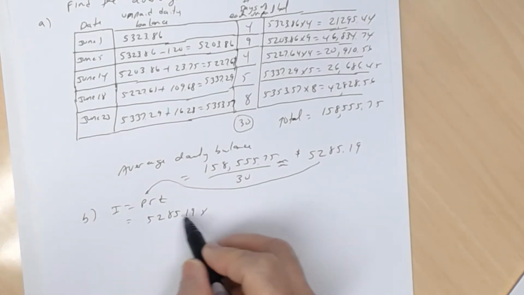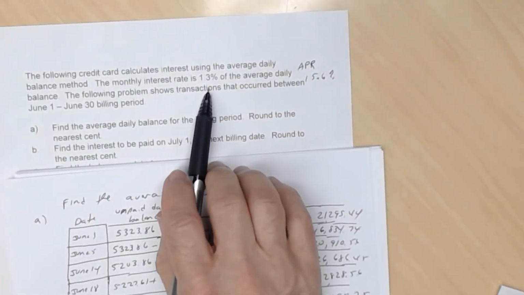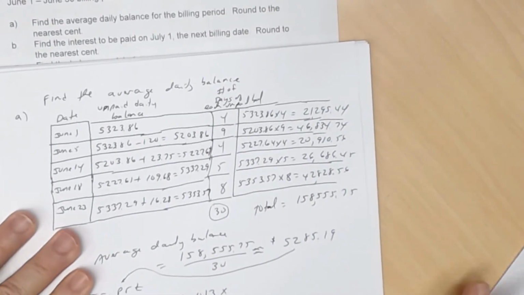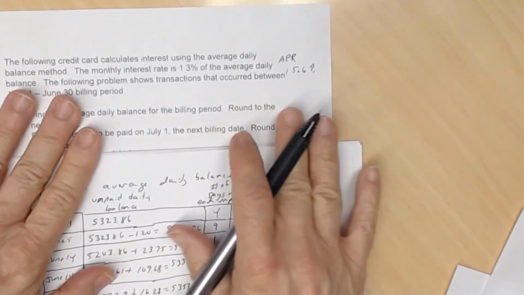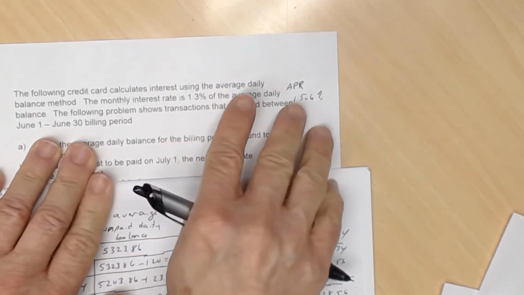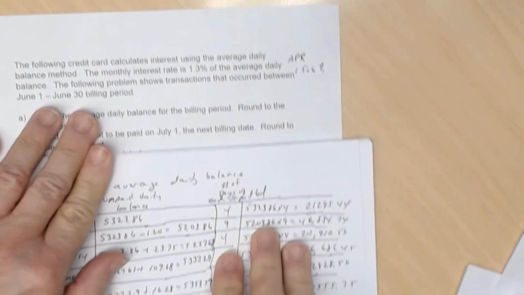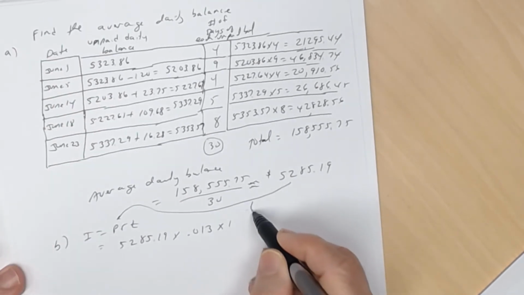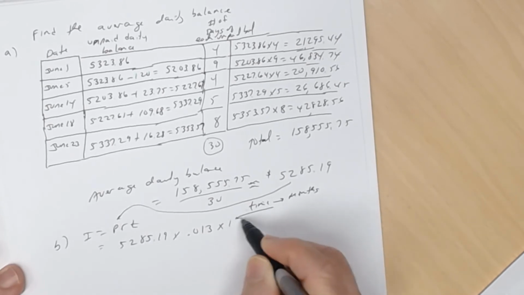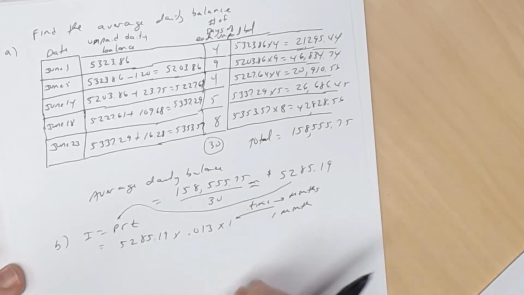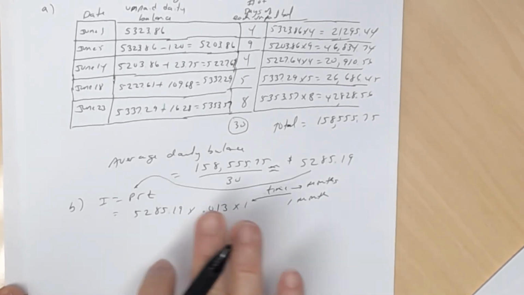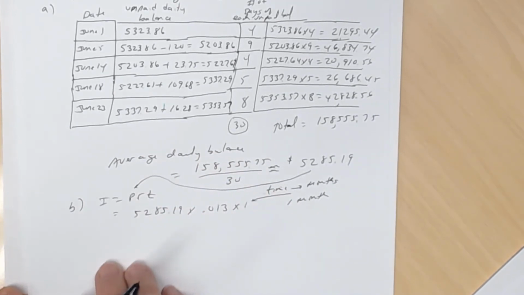All right, so that'll be $5,285.19 times the rate, which is 1.3%, so it'll be 0.013, okay, times the time. Now, remember, we're talking about the time here, and this percentage rate is based on a month, right? Not a year, a month. So for time, we're going to use 1, meaning 1 month. Okay, that's what that is. All right? So that's always going to be a 1. Keep that in mind. This is always going to be a 1 when you're dealing with credit cards.